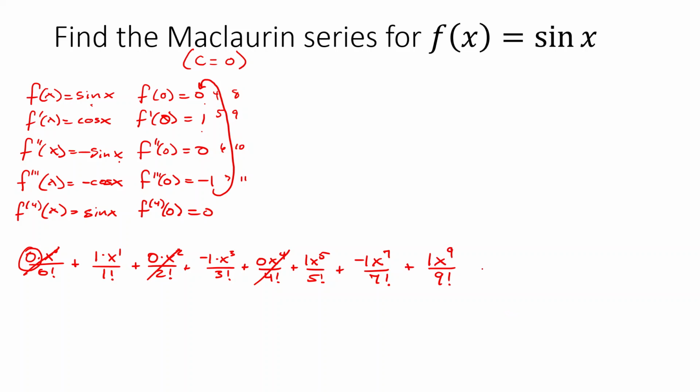And then it's going to be a negative 1 x to the 11th over 11 factorial. So if you notice, it's 1, 3, 5, 7, 9. And the exponents are also 1, 3, 5, 7, 9. It's all the odd guys.